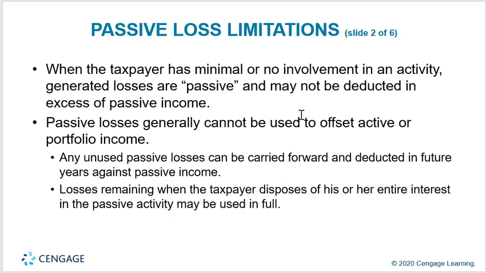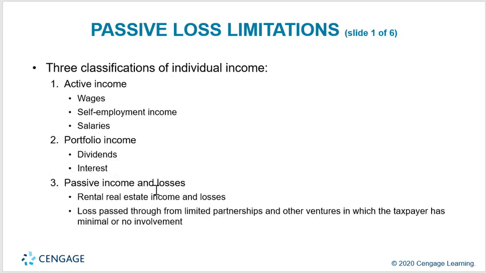When a taxpayer has minimal or no involvement in an activity, generated losses are passive and may not be deducted in excess of passive income. Passive losses generally cannot be used to offset active or portfolio income. Any unused passive losses can be carried forward and deducted in future years against passive income. Losses remaining when the taxpayer disposes of his or her entire interest in the passive activity may be used in full. And so this is just defining that passive income in category 3 cannot go against income in categories 1 and 2, the losses.